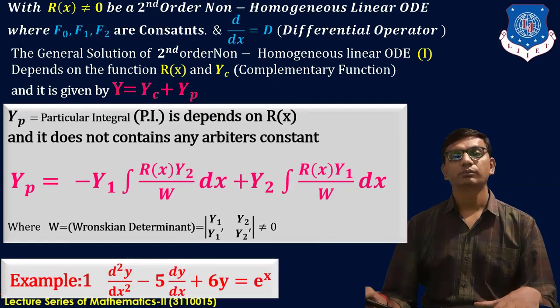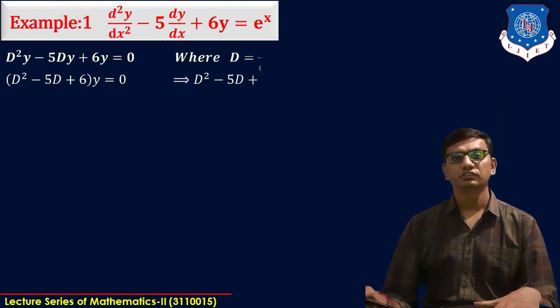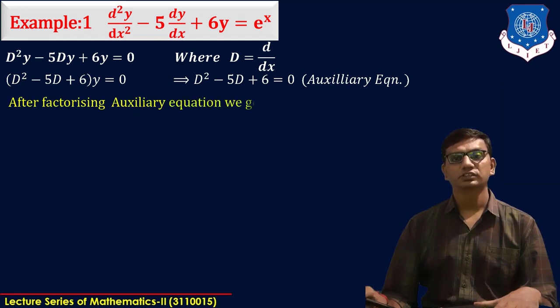Let us see some examples of the method of variation of parameter. Here our example is d square y by dx square minus 5 dy by dx plus 6y equal to e raised to x. Here e raised to x is the right hand side function and it is an exponential function. First of all, to solve this example, we convert it into the homogeneous form and find the auxiliary equation. Here d square y minus 5 dy plus 6y equal to 0 is our corresponding homogeneous differential equation. D is the differential operator d by dx and its auxiliary equation is d square minus 5d plus 6 equal to 0. After factorizing, the factors of the auxiliary equation are d minus 2 and d minus 3 equal to 0.